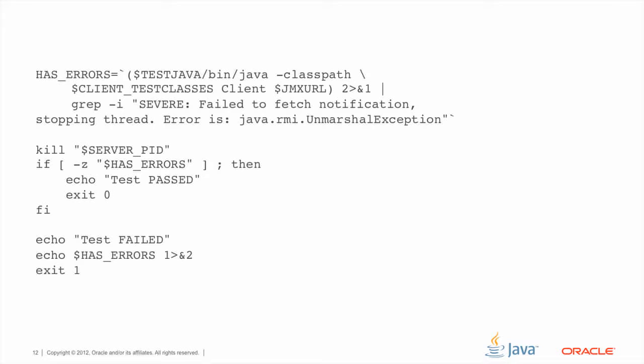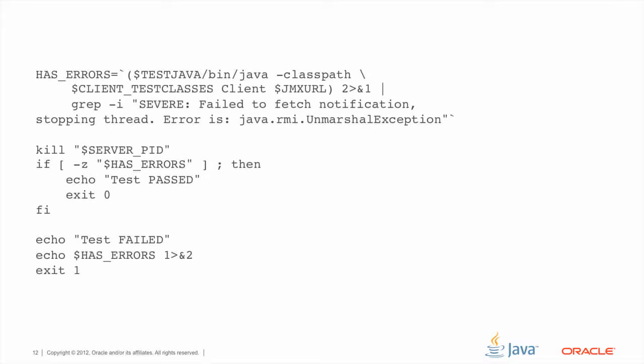Then what the test does is it tests the hasErrors variable, and if it is empty, that is the -z test in the if statement, then we consider the test to have passed. And if it's not empty, then we consider the test to have failed. We echo the output of hasErrors, and we exit status 1. Following my previous recommendation, this shell script provides an explicit exit status in all paths through the shell script instead of relying on the exit status of the last command in the script.